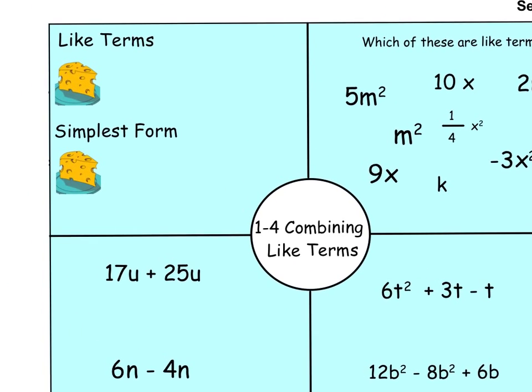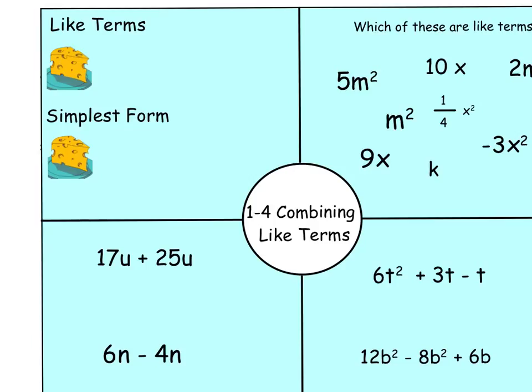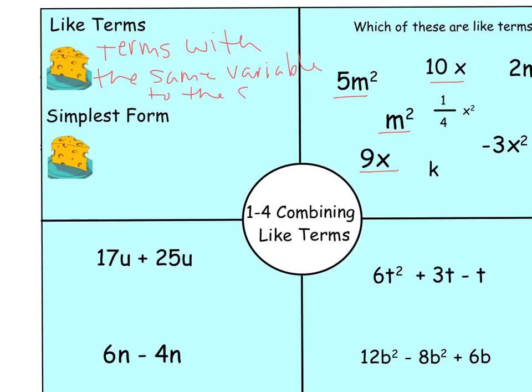On to the good stuff, combining like terms. Like terms, we need to know what they are. Like terms are terms, or different separated numbers. We'll talk about that. This is a term, this is a term, this is a term. Terms are things that are separated by operations. Like terms are terms with the same variable to the same power. It's really important. Same variable, same power.